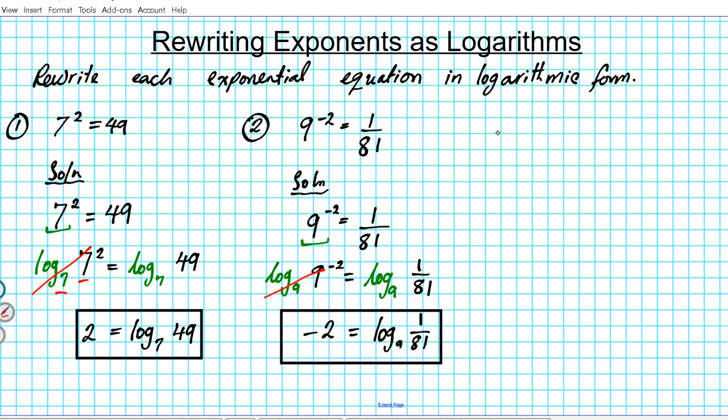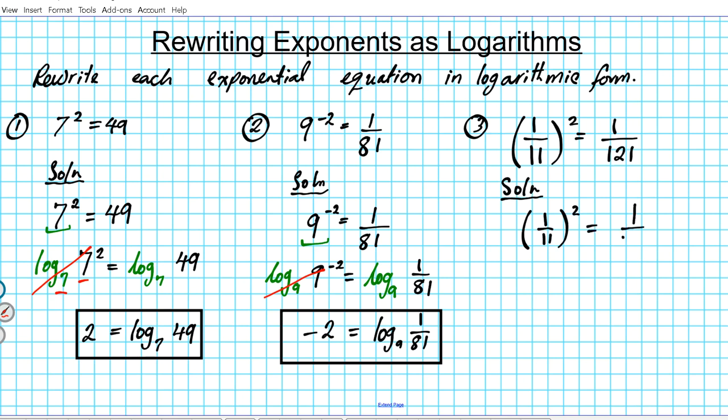All right, moving along, number 3. Let's take a look at this example. 1 over 11 squared is equal to 1 over 121. This is the example that was pictured in the opening of this presentation. So let's go ahead and attack it right now. If you have 1 over 11 raised to the second power equals 1 over 121, how do you write this in its equivalent logarithmic form?